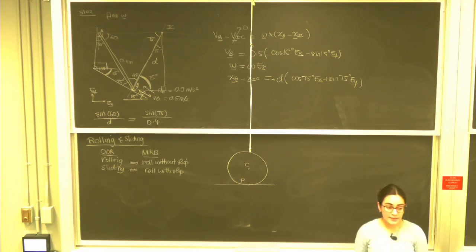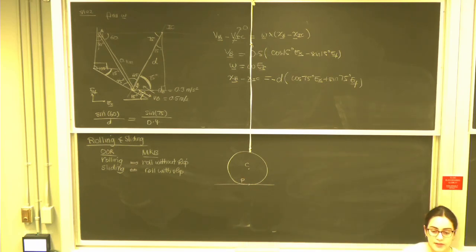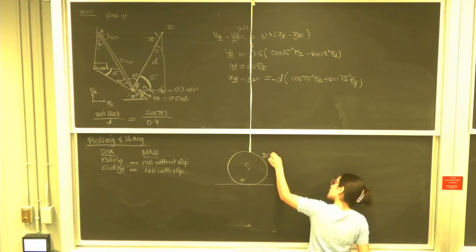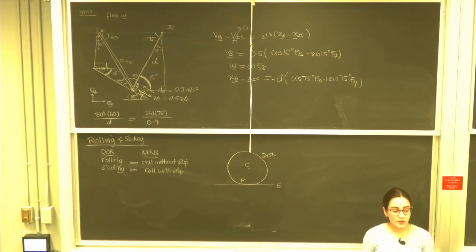Consider a disk on some surface S. So we have a disk on some surface S. C is the center of mass of the disk. P is the instantaneous point of contact between the disk and the surface.